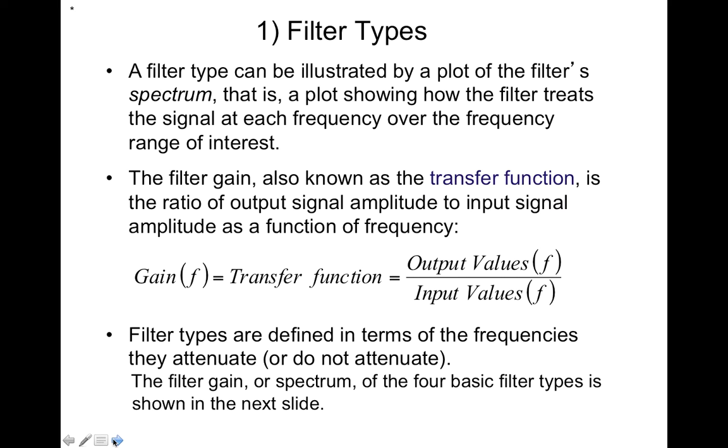So a filter type can be illustrated by a plot of the filter spectrum. A spectrum plot shows how the amplitude of a signal changes as a function of frequency based on what the filter is going to do to it. So the filter gain is known as a transfer function, and it's basically the ratio of an output signal amplitude to an input signal amplitude, and that's a function of frequency. So filter types are defined in terms of the frequencies they do or do not attenuate. In the next slide, we'll show the 4 basic filter types.